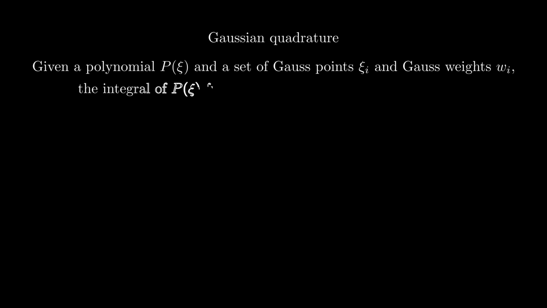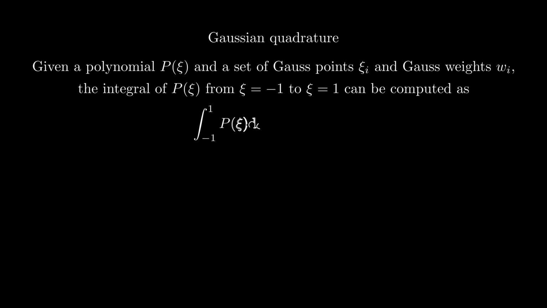Gaussian quadrature states the following. Given a polynomial p of xi and a set of so-called Gauss points xi_i and Gauss weights w_i, the integral of p of xi from -1 to 1 can be computed by evaluating the polynomial p of xi at the Gauss points and multiplying the results by the Gauss weights.